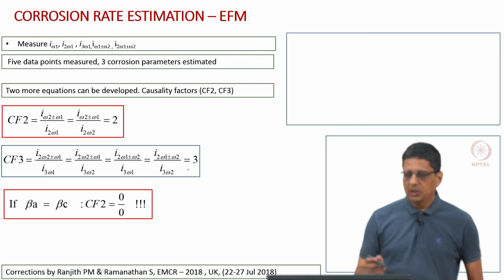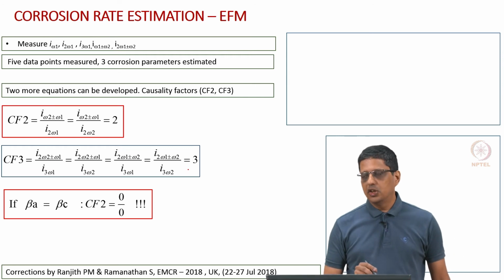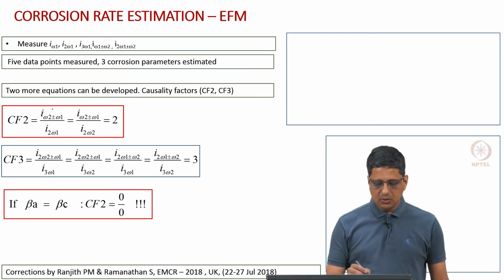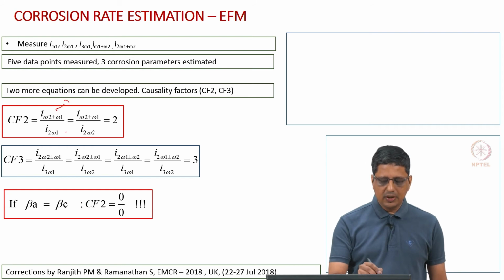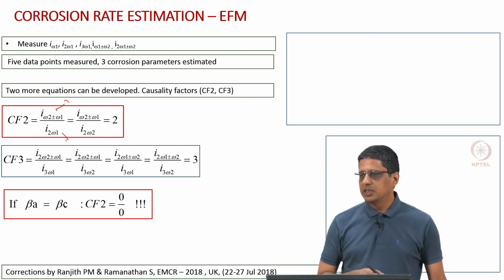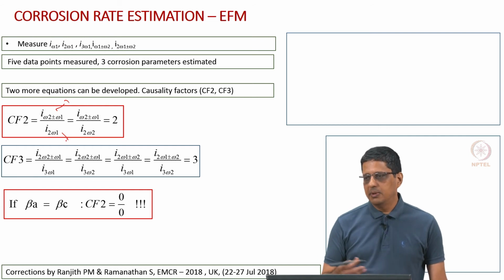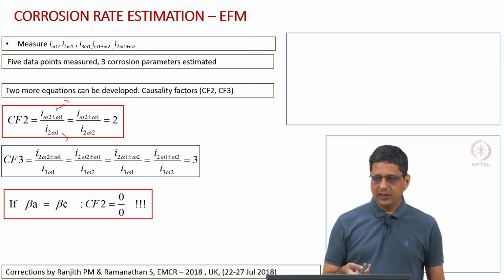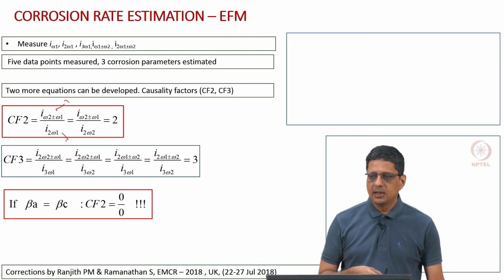However, if beta A is equal to beta C, then you would get an expression saying 0 by 0. Obviously, you will have some noise in the system. So, unless the instrument is very precise, you are likely to get some small value here and some small value here, which means the ratio will not be 2, it will be some random or arbitrary number. Okay. But causality factor 3 is probably reliable. So, if CF2 comes as different from 2, you may or may not have to throw away the information. If CF3 comes to be significantly different from 3, then maybe that analysis is not reliable.